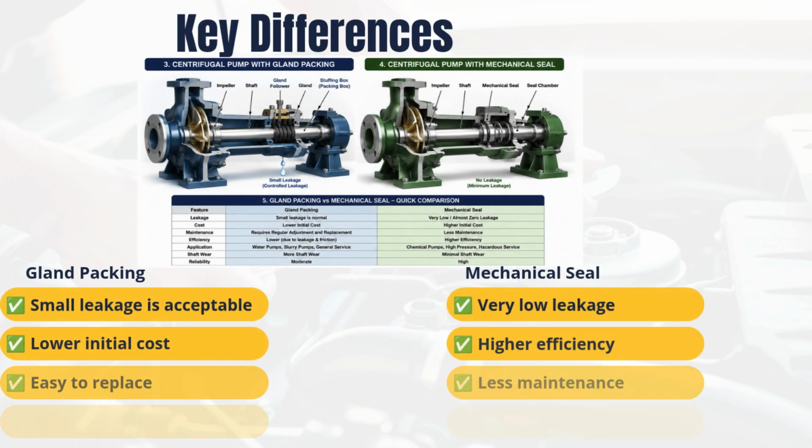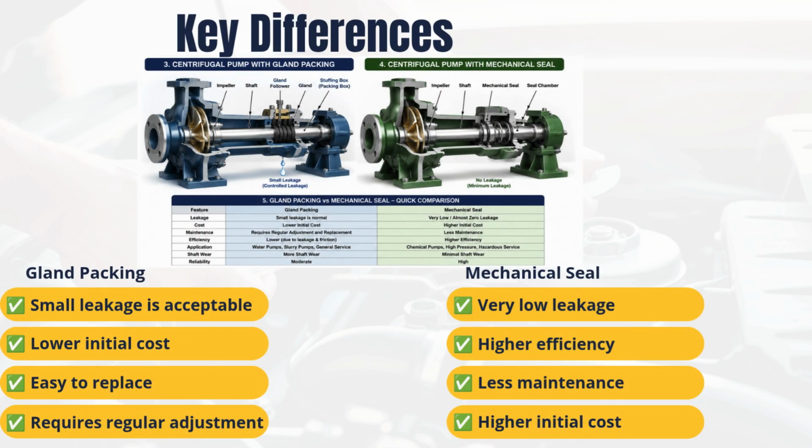Key differences: gland packing. A small leakage is acceptable, lower initial cost, easy to replace, requires regular adjustment. Mechanical seal, very low leakage, higher efficiency, less maintenance, higher initial cost.